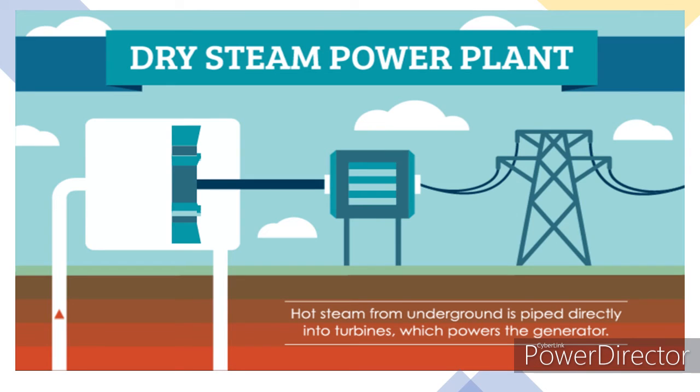Dry steam power plant. It uses steam directly from the geothermal reservoir to turn generator turbines and generate electricity. The first geothermal power plant was built in 1904 in Tuscany, Italy, where natural steam erupted from the earth.